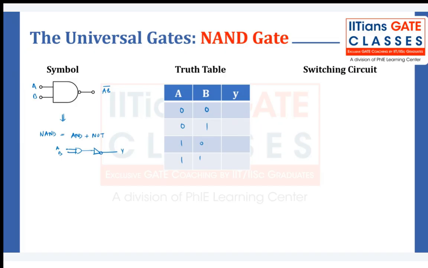The output is logic 1 because it's just an inverted version of your AND gate, right? Inverted version of AND gate. 1 1 1 0. So if any of the inputs are low, means out of these three, right? Then the output will be logic 1.